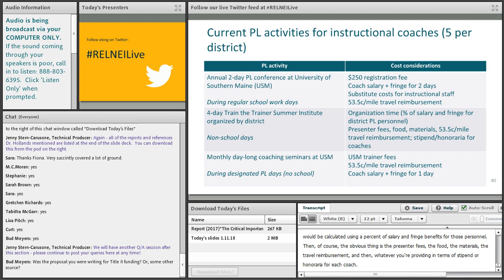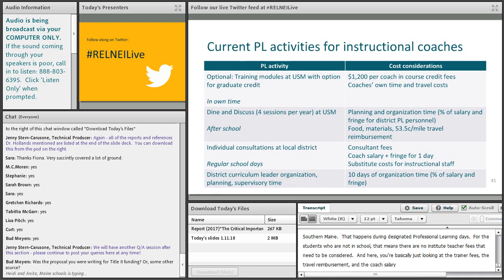The third type of professional learning activity that they provide is a monthly day-long coaching seminar, which also takes place at the University of Southern Maine. That happens during designated professional learning days. So the students are not in school. That means there are no substitute teacher fees that need to be considered. And here you're basically just looking at the trainer fees, the travel reimbursement, and the coach salary and fringe benefits for the day.